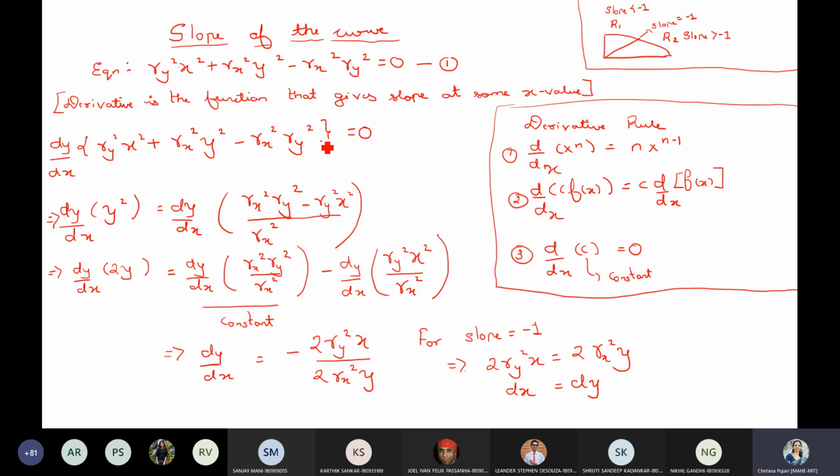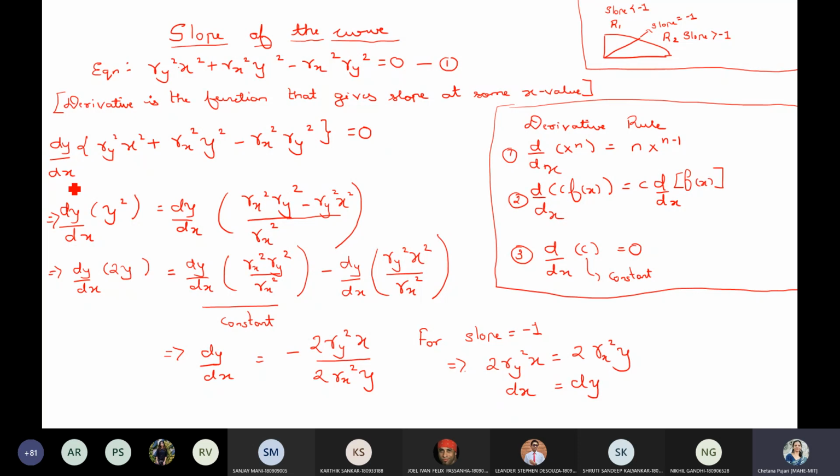This is the same ellipse equation I have written over here. Then we are going to separate the x and y values. Here we have dy by dx, and rx square, y square. We are trying to separate this x square and y square. So dy by dx into y squared, and this rx square I'll take to this side. And what we have here is ry square x square.